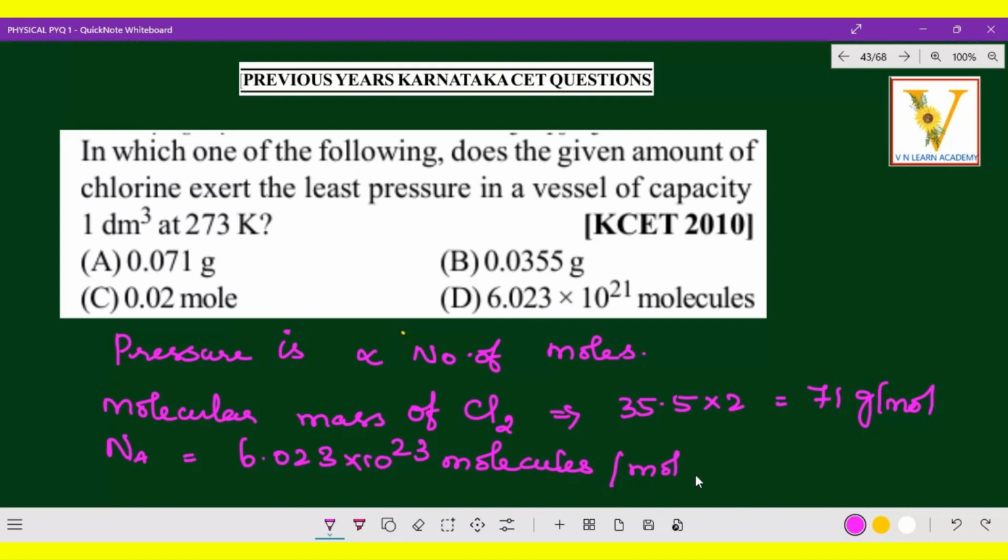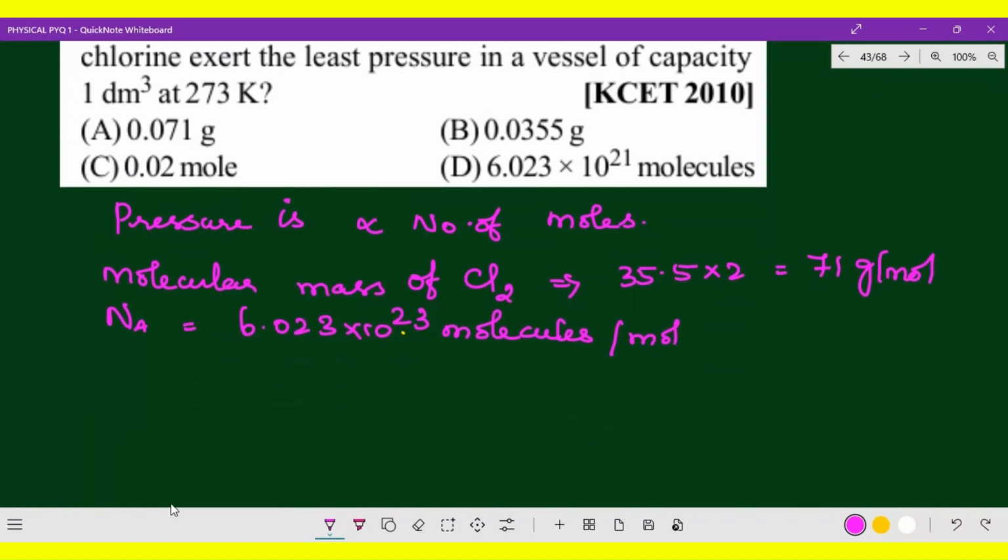I just mentioned all the data so that it will be easy for us to identify the answer. Right now, for each option, number of moles, let us find for all 4 options, which is the correct option, which is the least pressure. Let us identify.